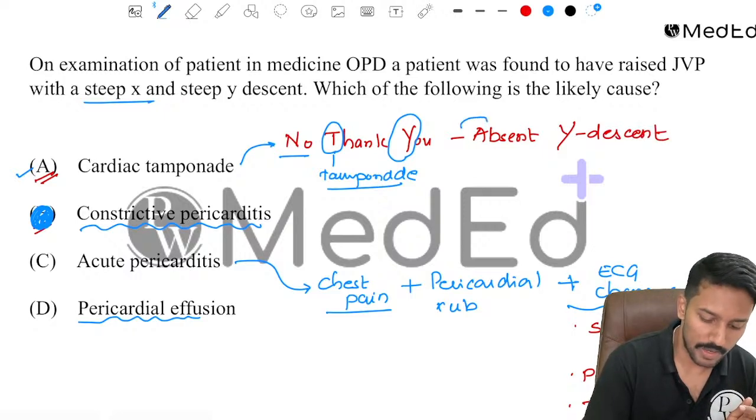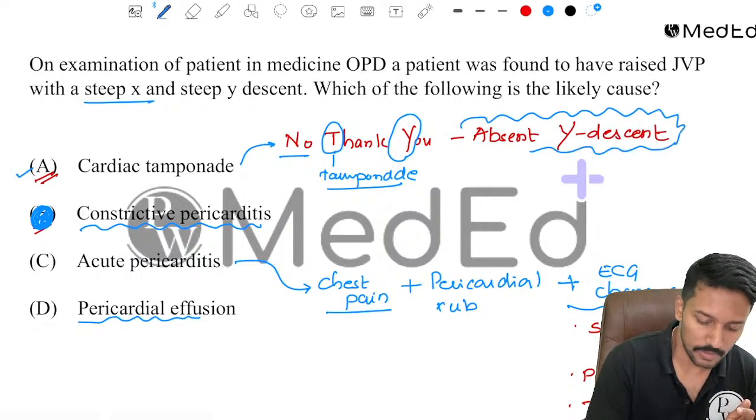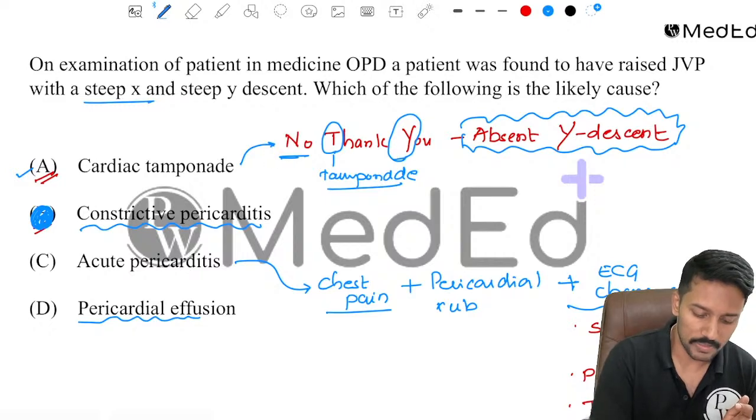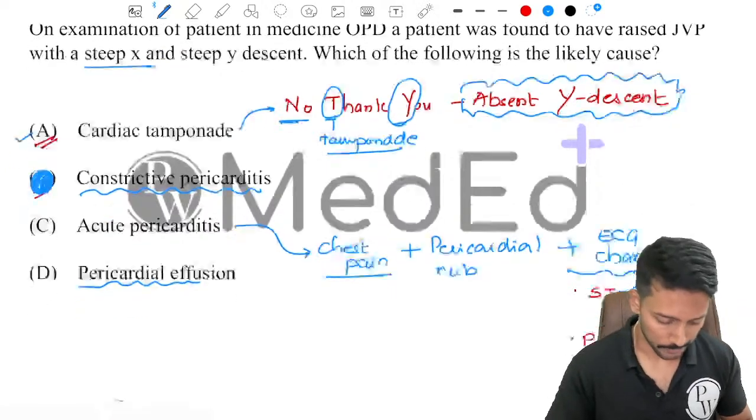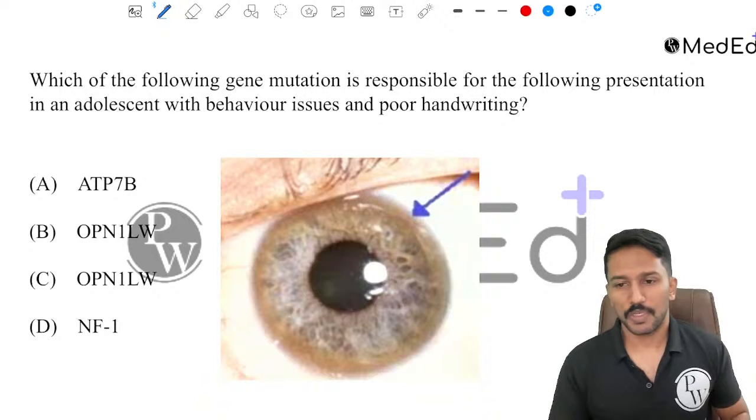This is also a repeatedly asked MCQ. Where do you get absent Y descent? Cardiac tamponade. No Y descent in tamponade. Simple. Okay. Next question. This is a pretty straightforward question.